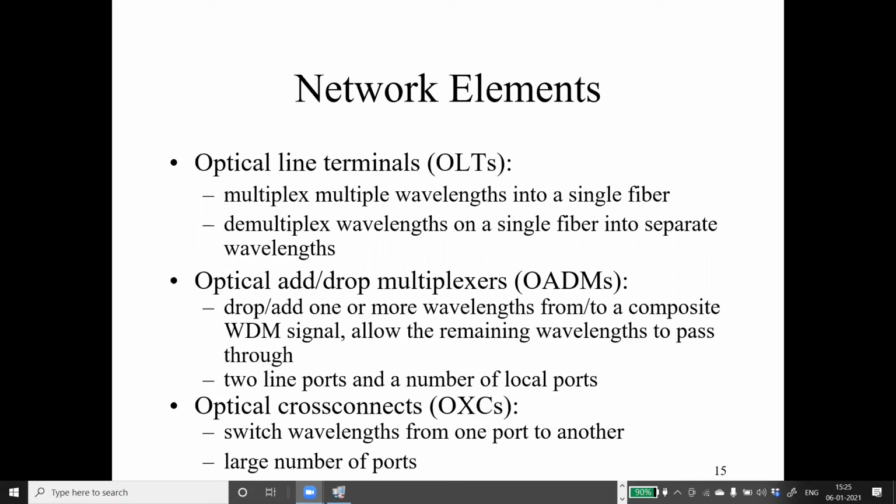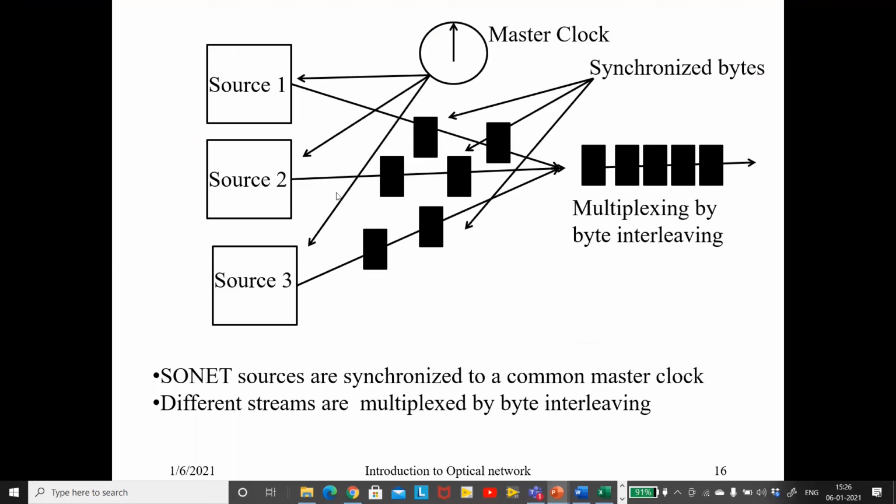The optical add drop multiplexer, as the name suggests, helps us to add any wavelengths at any particular node and drop the wavelength. If, say, the destination of a certain information is reached, you could drop it there, and the remaining information could pass through and reach their desired destinations. So that was the advantage of having optical add drop multiplexers and the cross connects. This is how the SONET system is implemented.